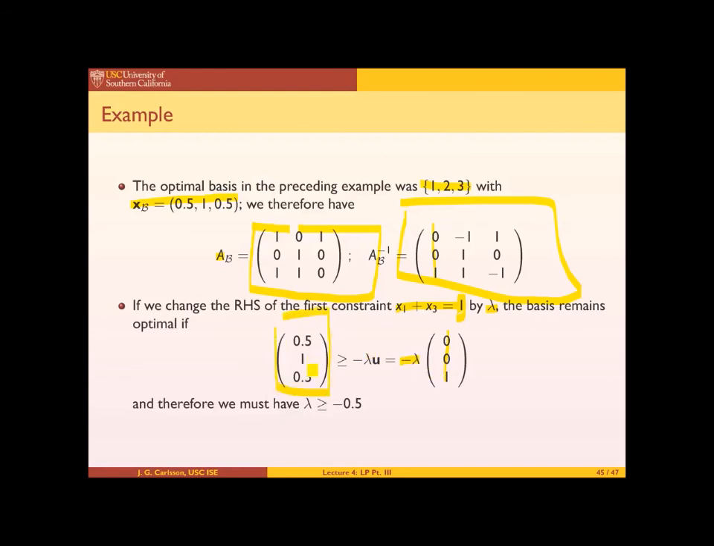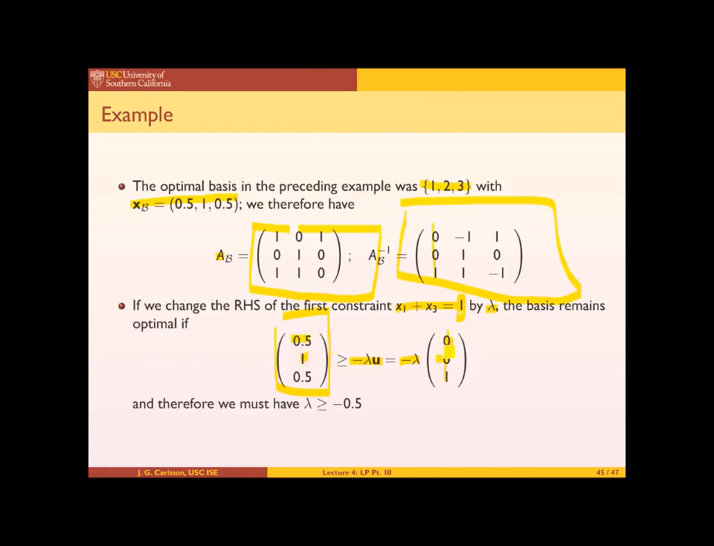This says 0.5 has to be greater than or equal to minus lambda times u, and u is 0, 0, 1. So what's true about this? Well, you have zeros in these first two entries, right? So the first two entries don't matter. So 1/2 will always be greater than 0. 1 will always be greater than 0.